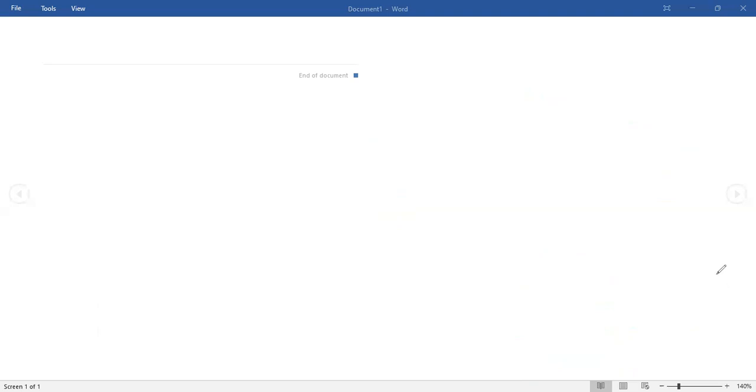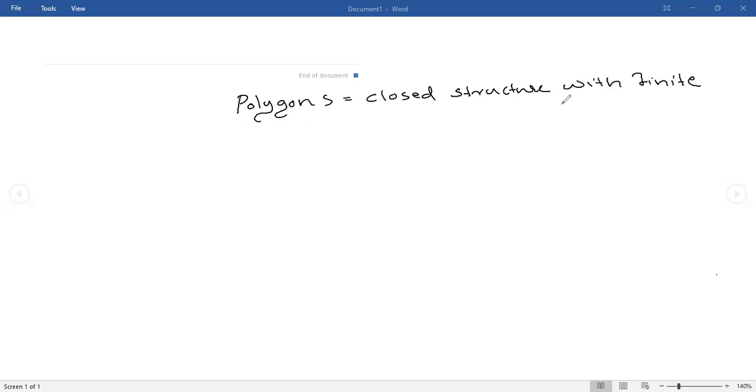What else can we discuss? Okay, we can discuss polygons also. Look in the case of polygons. What is a polygon? A polygon is a closed structure with a finite number of sides. That is a polygon. Okay.